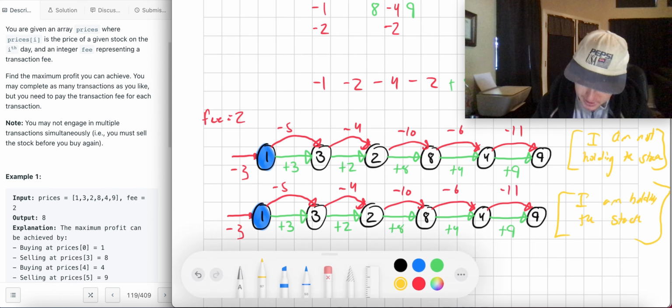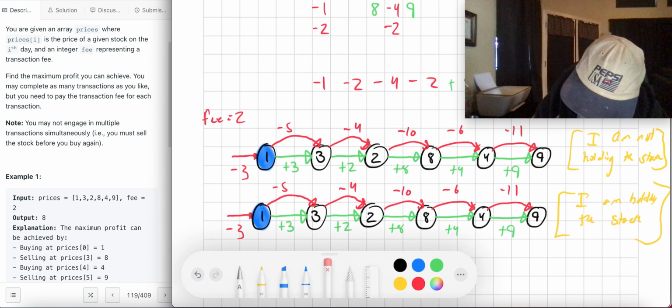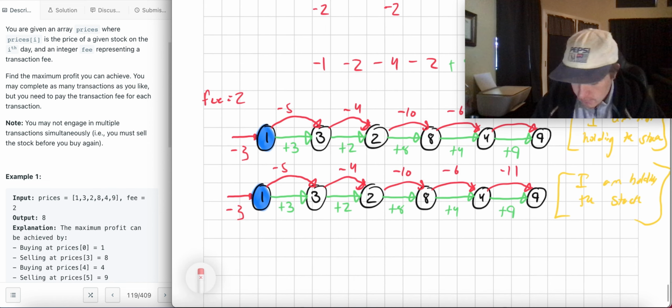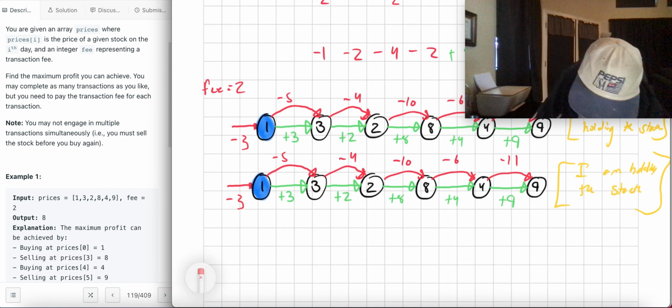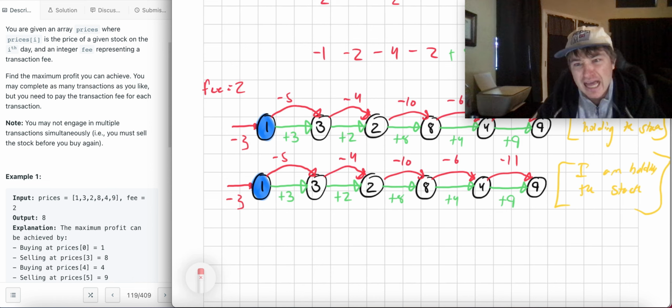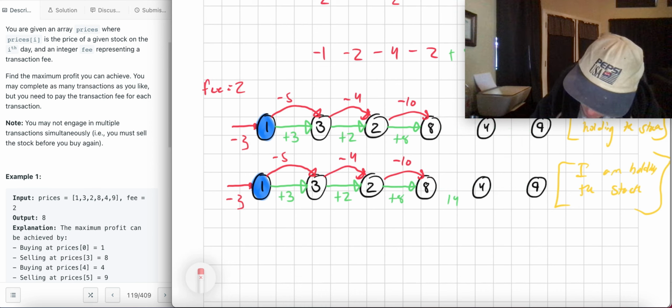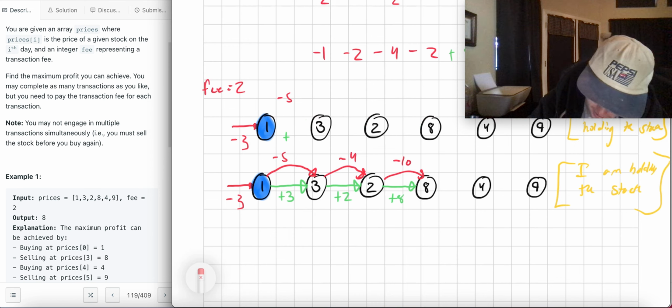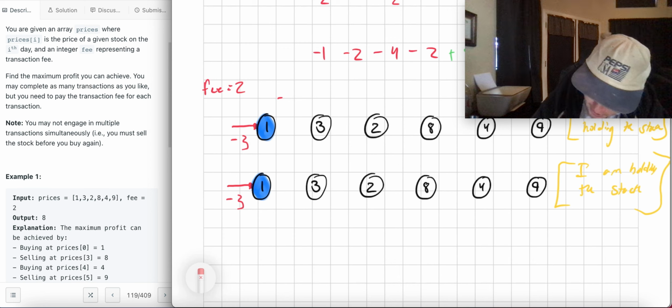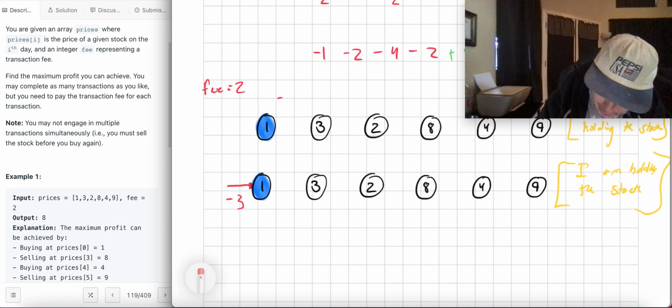So what that basically means is, instead, let's, well, I kind of want to keep stuff, but then I don't want to keep stuff. Okay, let's just erase it, whatever. So, essentially, if these bottom nodes and these top nodes represent whether we are holding the stock or not holding the stock correspondingly, what would these red and green edges look like in that case?